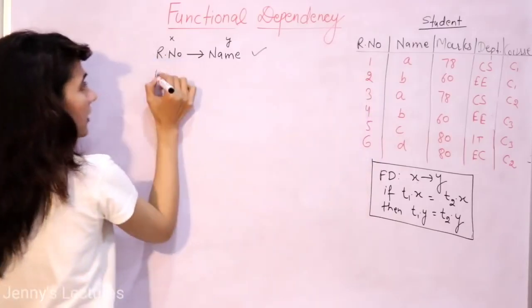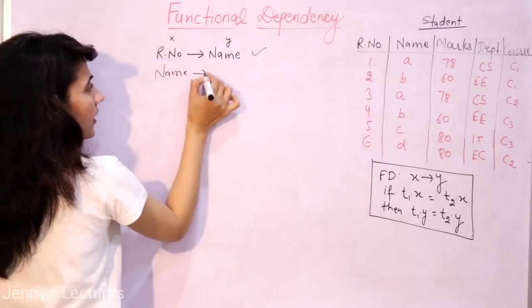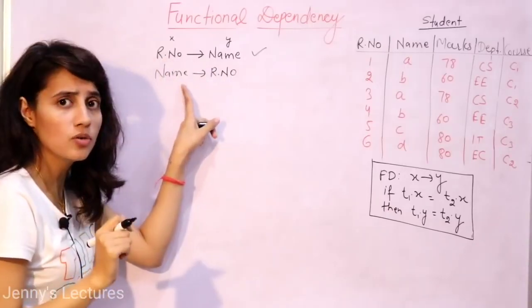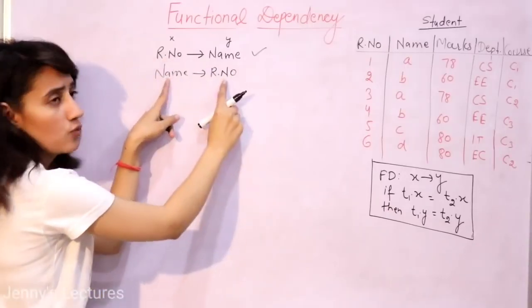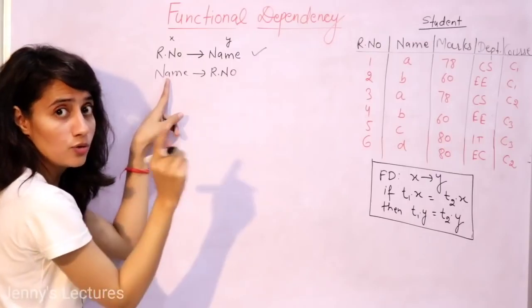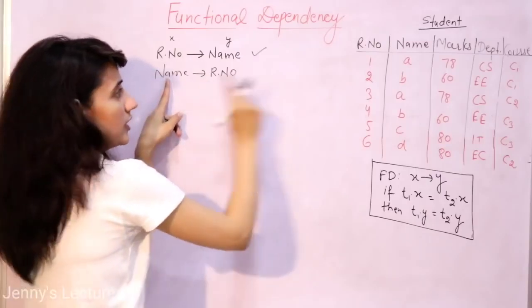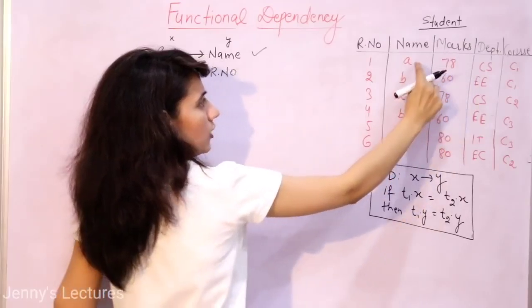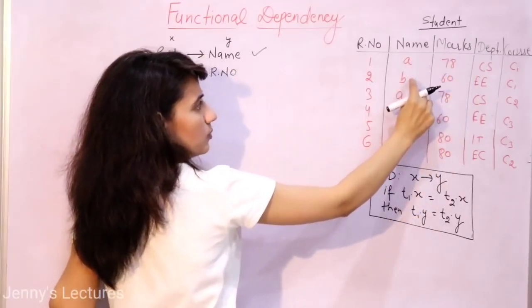Now suppose I am writing here, name determines roll number. Now check, is this a functional dependency or not? Now here this is X, this is Y, right? Now you need to take care. Check, this is X, means take two tuples. These two tuples I am taking. So the value of this X for this one is A, this is B.